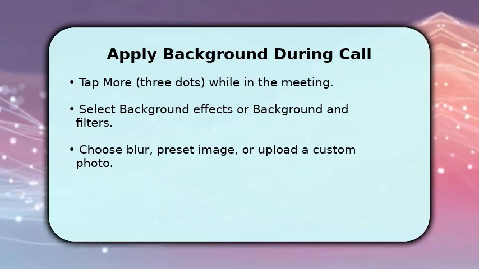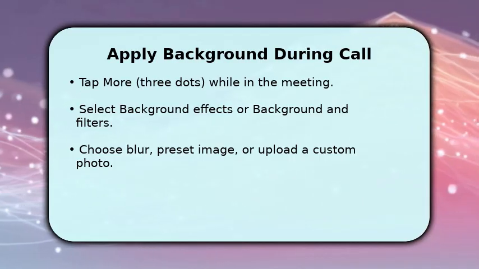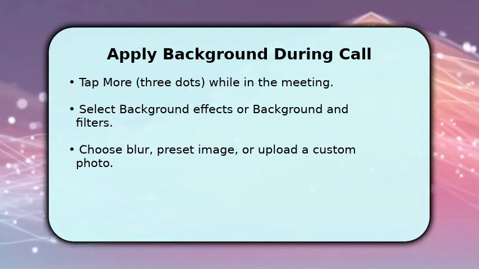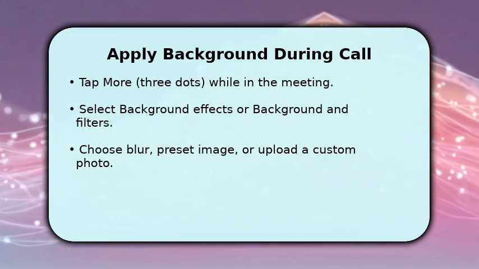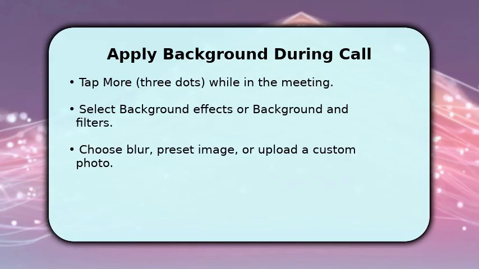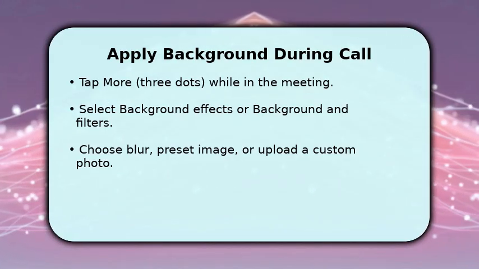Tap a blur to hide your room quickly or pick a preset image to present a consistent backdrop. If you prefer a custom photo, choose Add New and upload an image from your phone. Make sure it's upright and sized correctly. Preview the change so you confirm how you look, then apply the selected effect so everyone sees the new background.